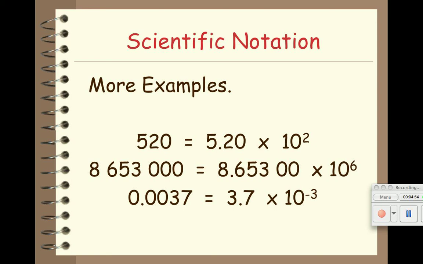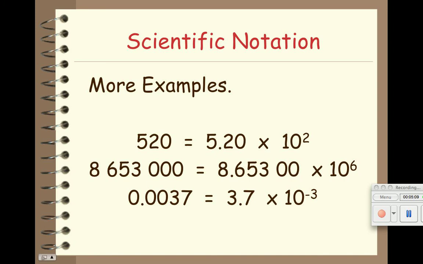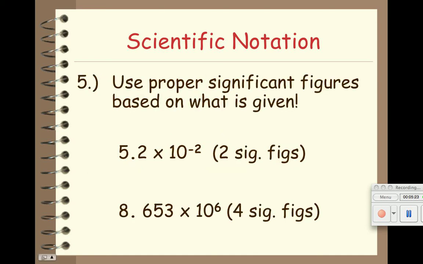Now remember, we just talked about significant figures, and so we want to make sure that we are expressing our answers to the appropriate significant figures. So if I go back and look at this number that I started with, 520, you'll see that 520 has two significant figures. Remember that trailing zeros are not significant if there is no decimal. So this number started with two significant figures, so my answer has to have two significant figures, 5.2 times 10 to the negative 2.